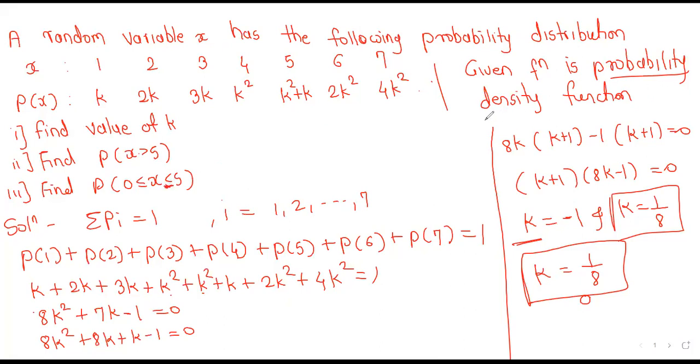As given function is probability density function, clearly summation of pi is equal to 1. Here our i runs from 1 to 7. So p of 1 plus p of 2 up to p of 7. We calculated the value of k which is 1/8. Okay, write down this.